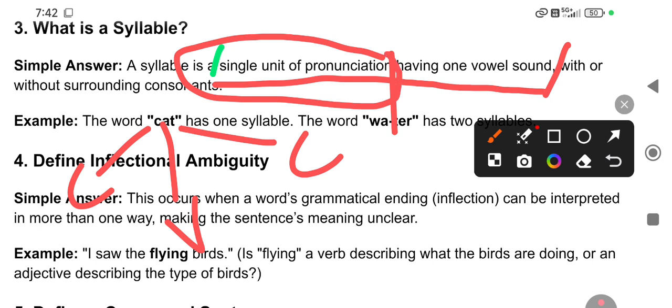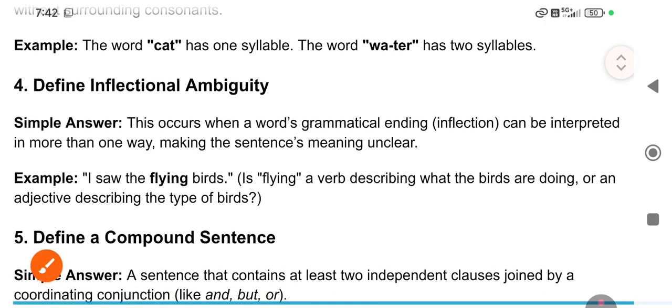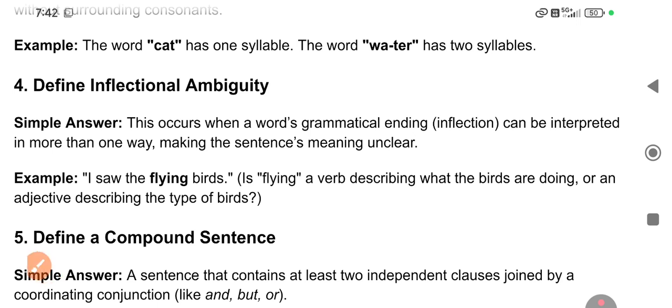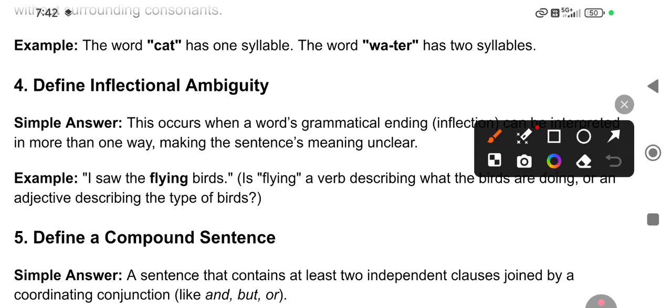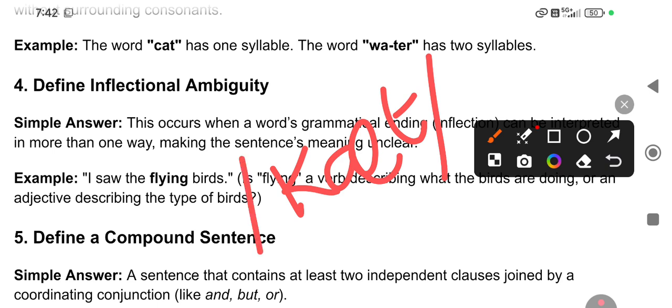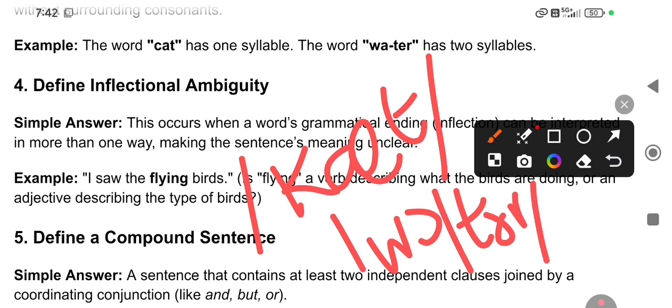So that's a single unit of pronunciation having one vowel sound with or without surrounding consonants. Sometimes the vowel sound is like in car, right? So in this car, the vowel sound is prominent. For example, they are giving the word cat has one syllable. The word water has two syllables. So cat is one, a monosyllabic word. Water, right, has two syllables.